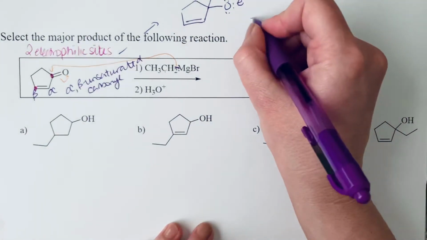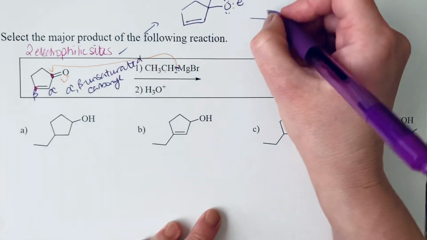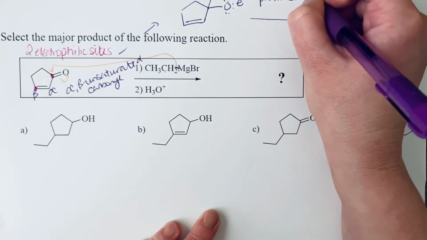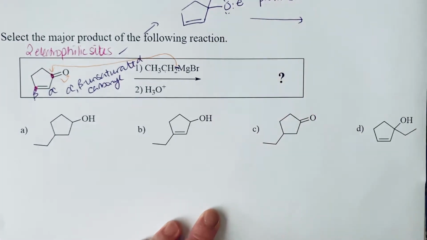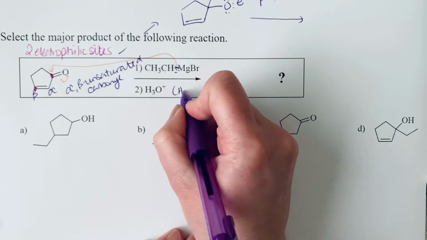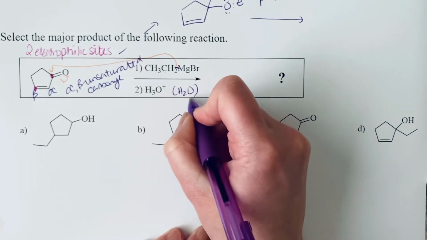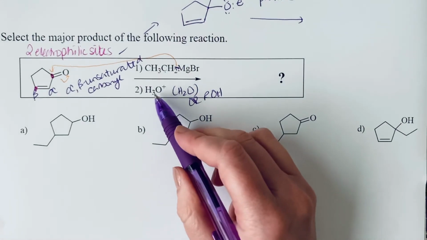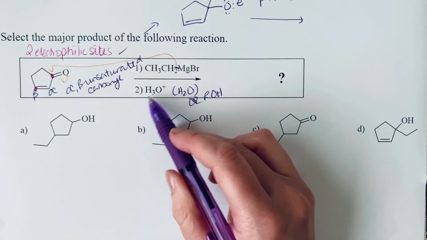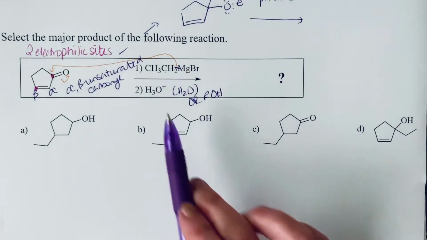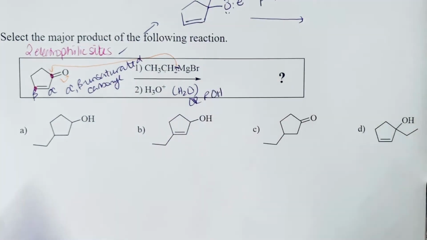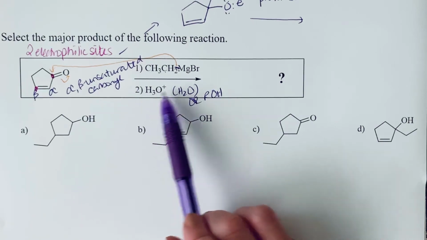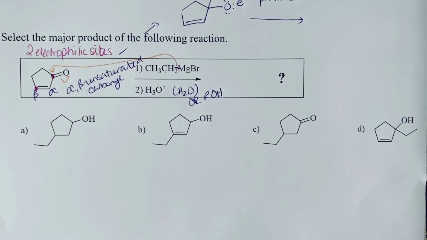And in the second step, we're going to have a proton source. And so we have H3O plus listed here. You might see this to be water or even an alcohol. And so H3O plus, you'd have to assume that it would be a very, very weak concentration of acid because otherwise it could react with your alkene. So don't be surprised if you see instead of H3O plus water or even an alcohol like ethanol.